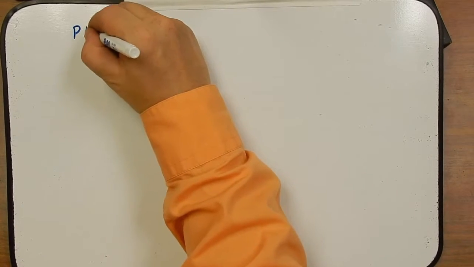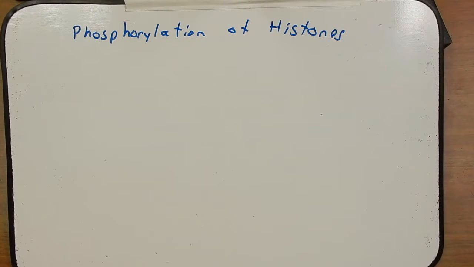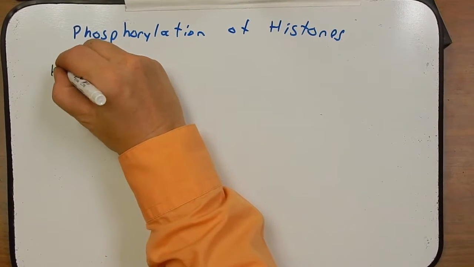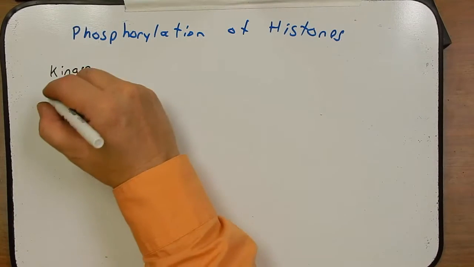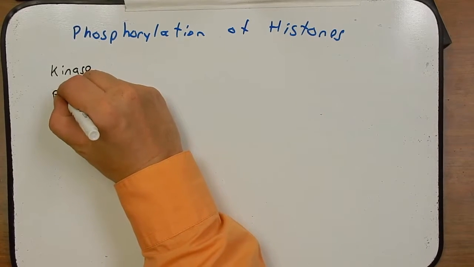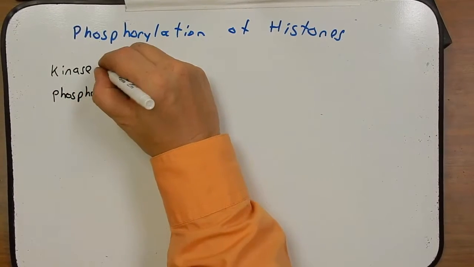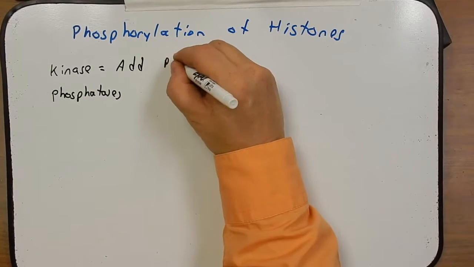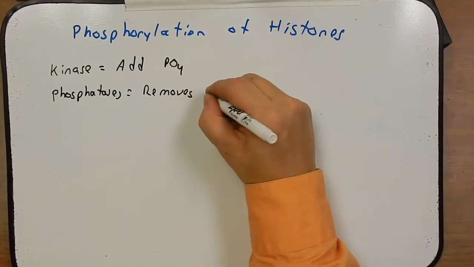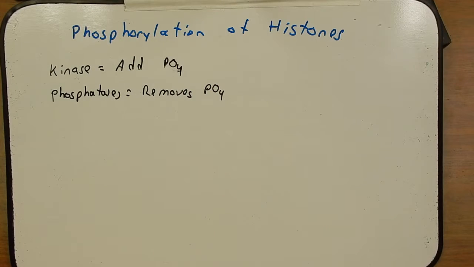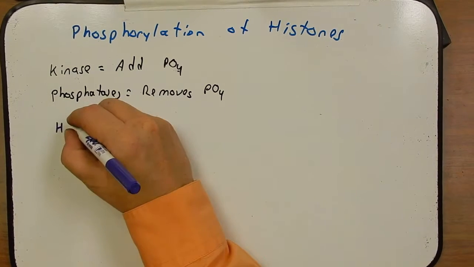Okay, the next enzymes I want you to know about are those that are involved in phosphorylation of histones. And to remind you, there are two types of enzymes involved in phosphorylating and dephosphorylating. They're kinases and phosphatases. Kinases add phosphate groups. Phosphatases remove phosphate groups. Now, if you remember in our discussions, we spent our time with phosphorylation of the histones talking about H3S10.